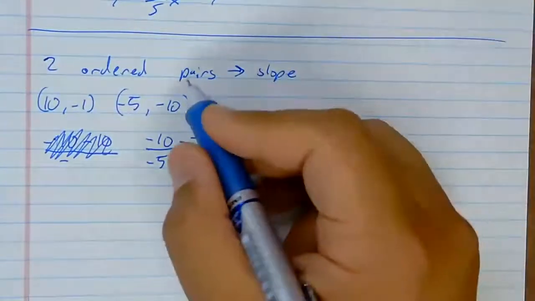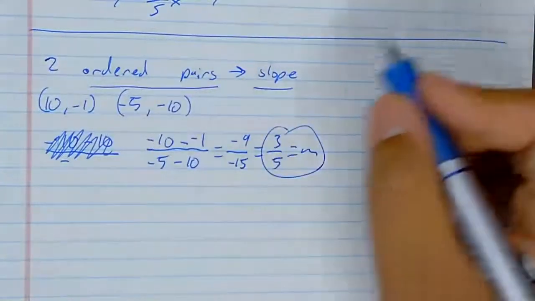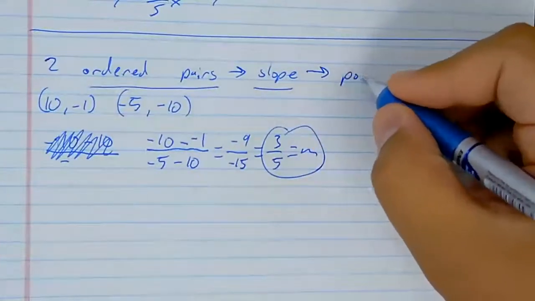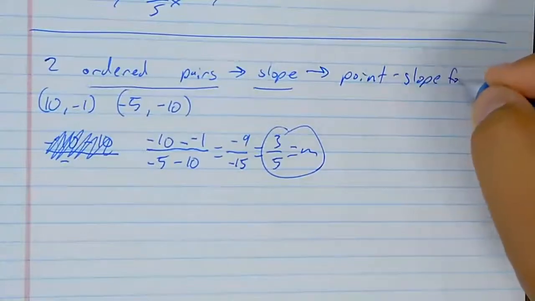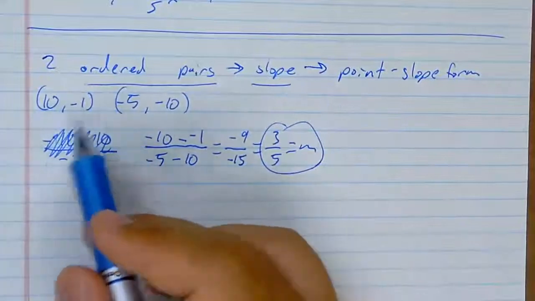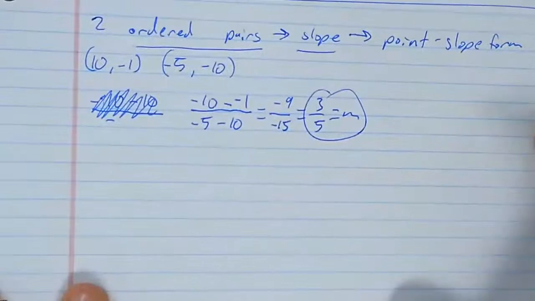Now, we have an ordered pair. We have a slope. We have a point, we have a slope. That means we're going to point slope form. It does not matter which ordered pair we use. We can use either one. I'm going to show you with both.